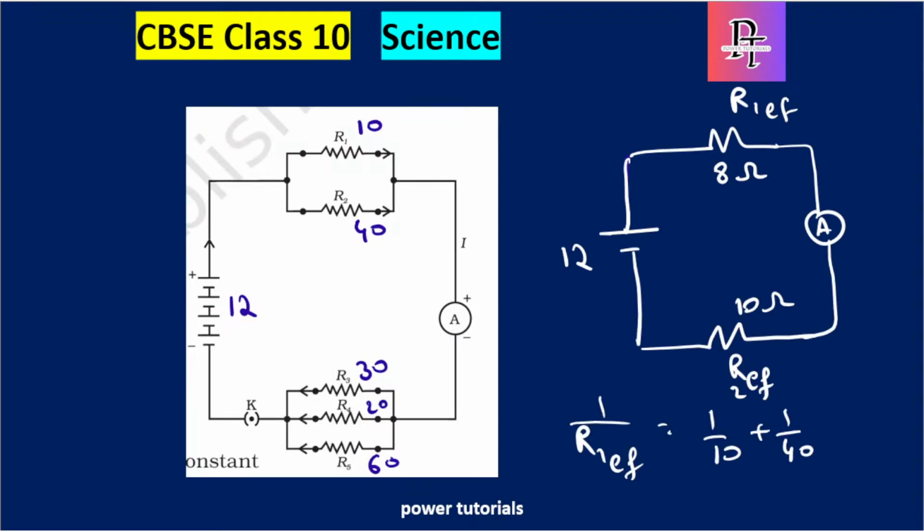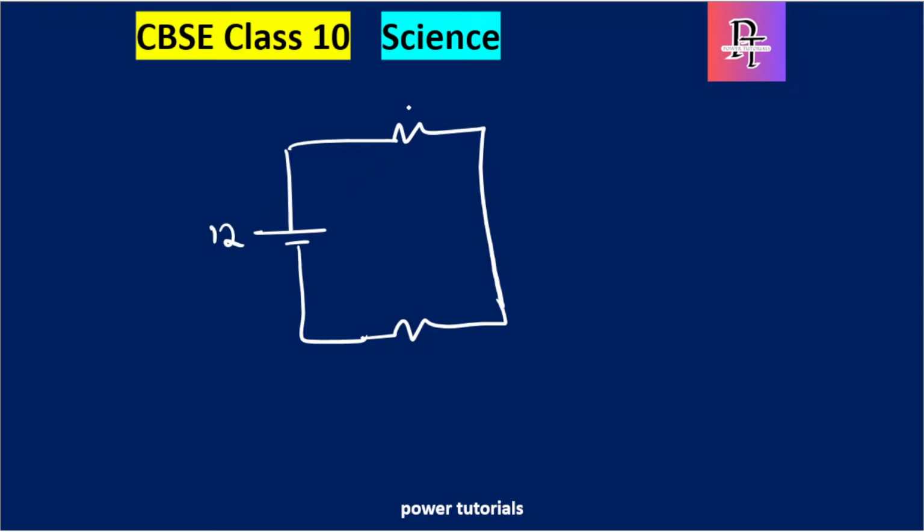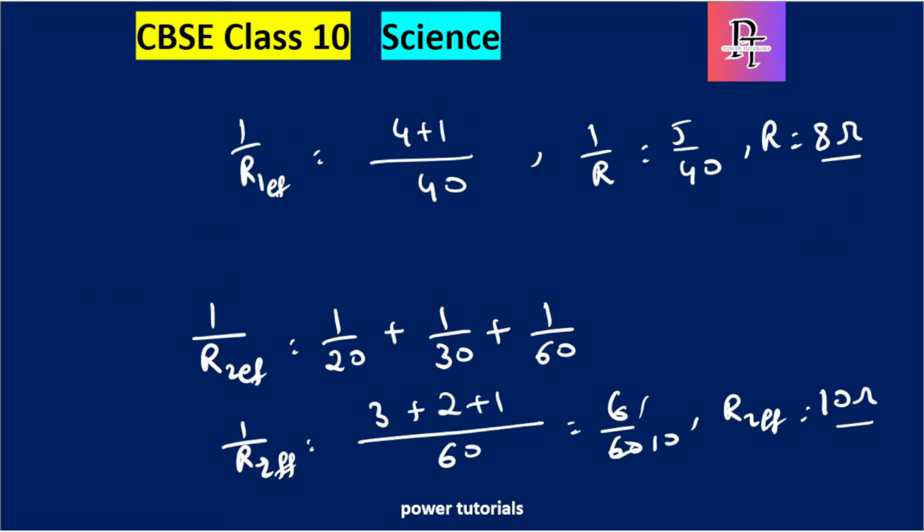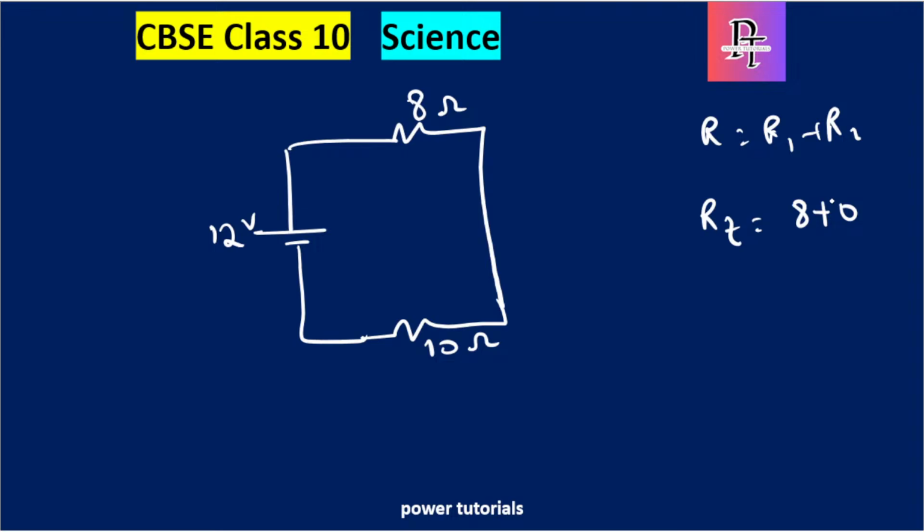Twelve, 8 and 10. So these two are in series. Series is simple, which is R effective is equal to R1 plus R2. So the R total for this whole circuit is 8 plus 10, which is 18 ohms.